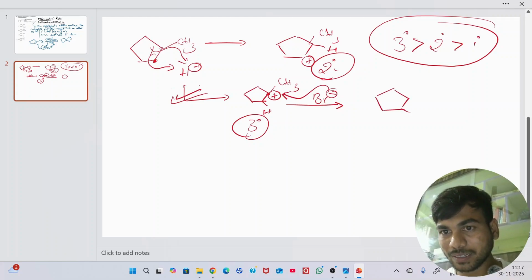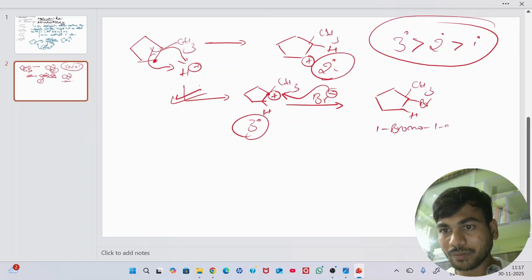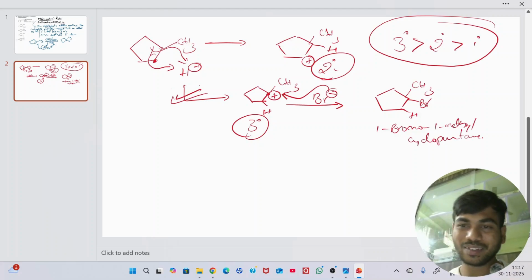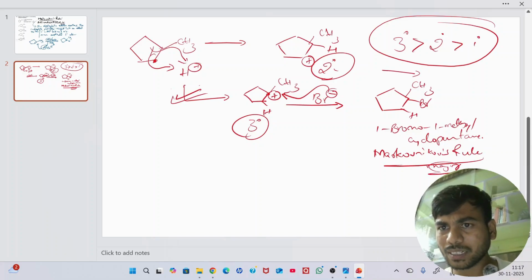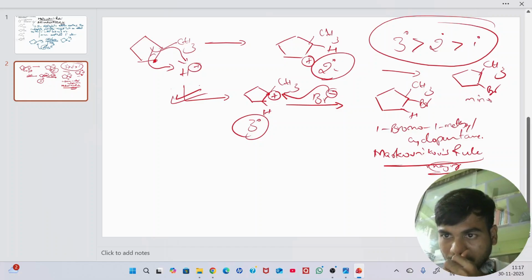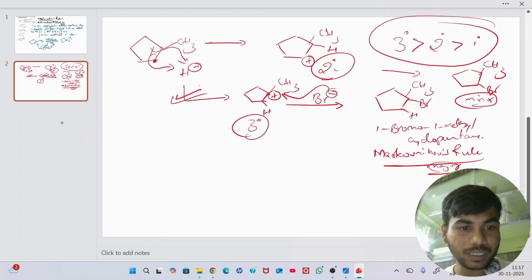You will get the major product as 1-bromo-1-methyl cyclopentane, according to Markovnikov's rule. By the other mechanism you will also get 1-bromo-2-methyl cyclopentane as the minor product.